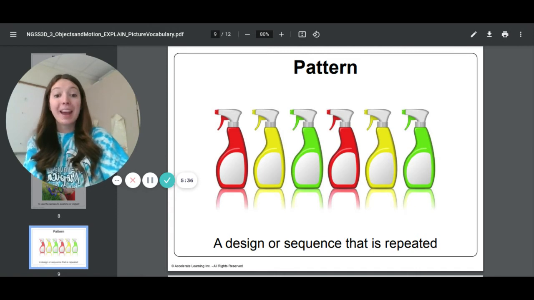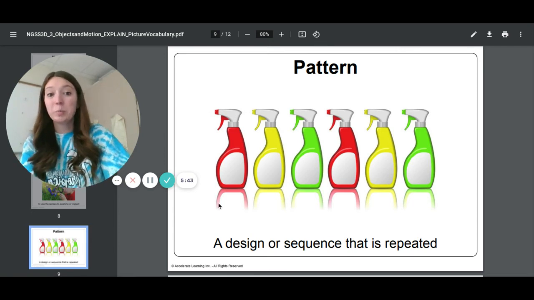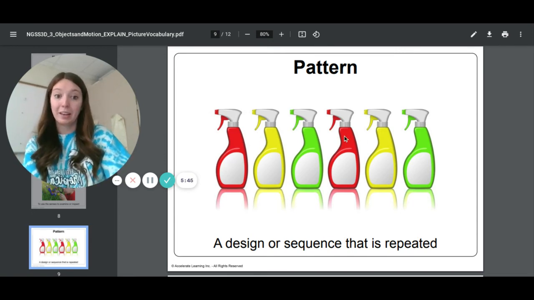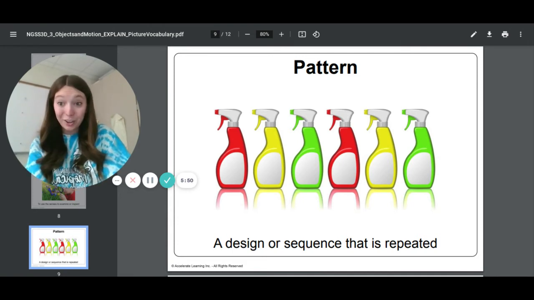P-A-T-T-E-R-N. Pattern. A pattern is a design or a sequence that's repeated. Now, we think of patterns a lot like the one in the picture. This would be an ABC pattern because it goes red, yellow, green, red, yellow, green. You probably remember AB patterns from kindergarten.